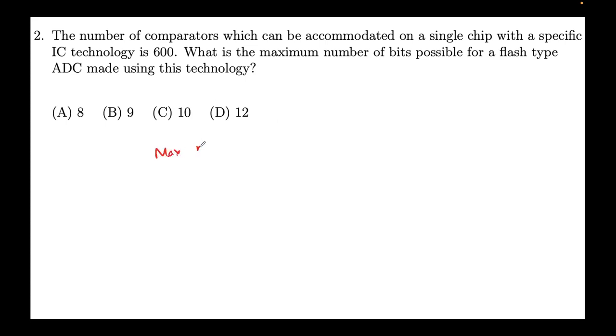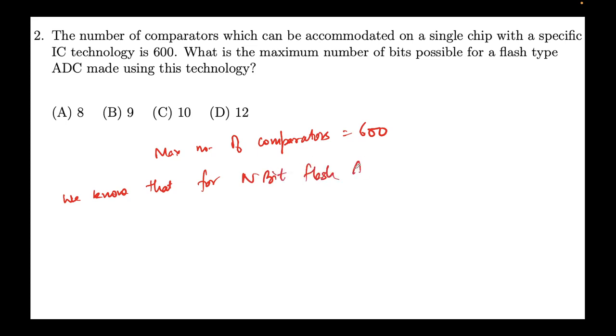So I'll write this: maximum number of comparators is nothing but 600. Okay, we know that for an n bit flash ADC, 2 raised to the power n minus 1 comparators are required. We saw this analysis, right? Okay, so what this would mean is that we can say 2 raised to the power n minus 1, right? Okay, let me do it in a different way.